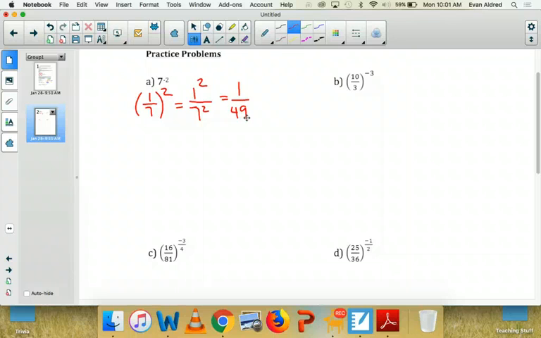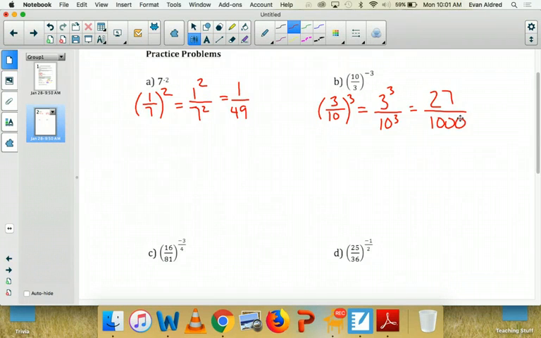Now we look at B. Well, the negative exponent tells us to flip our base. So 3 over 10 to the power of positive 3. So the exponent just changes its sign. This is the same as saying 3 cubed over 10 cubed. 3 times 3 times 3 is 27. Now 10 cubed is a bit bigger, but it's easy enough to do in your head. 10 times 10 is 100. 10 times 100 is 1,000.